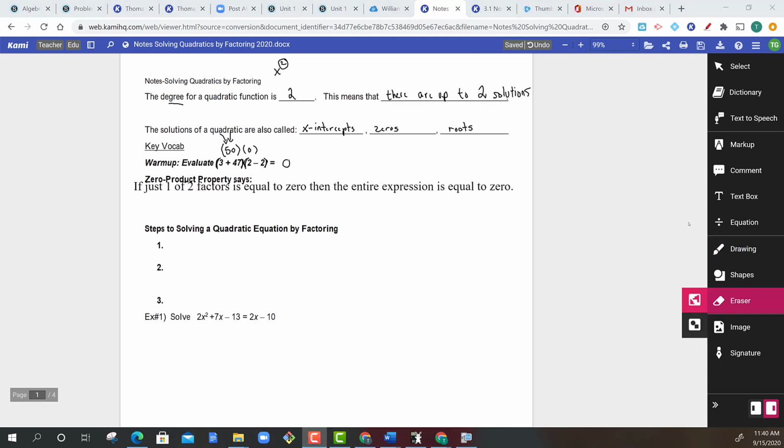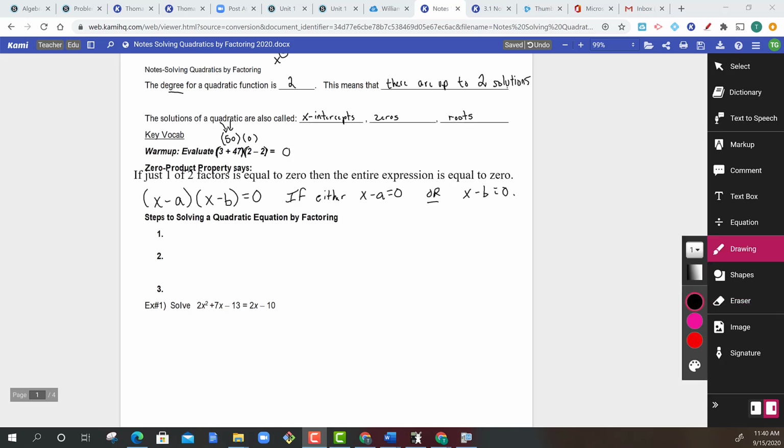So the zero product property just says if just one of 2 factors is equal to 0, then the entire expression is equal to 0. Said another way, algebraically, this expression x minus a times x minus b, which you'll notice is kind of the format of a lot of our answers, that whole expression is equal to 0 if either one of the individual factors is equal to 0.